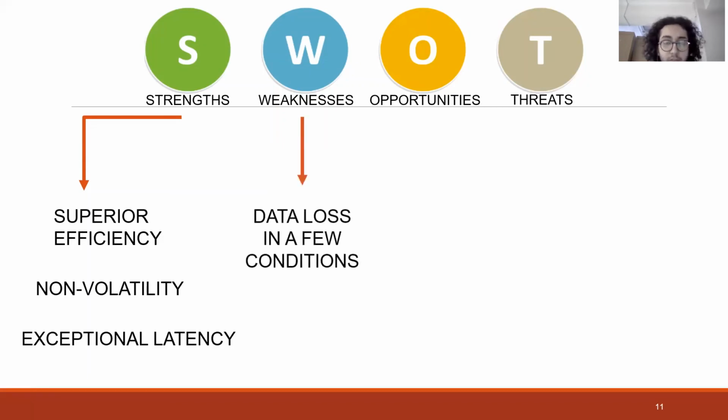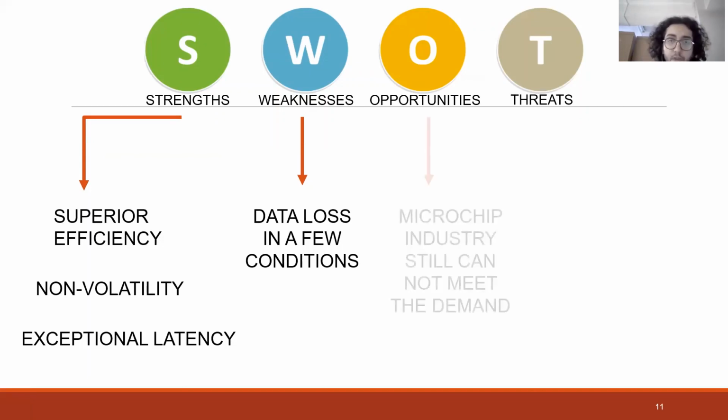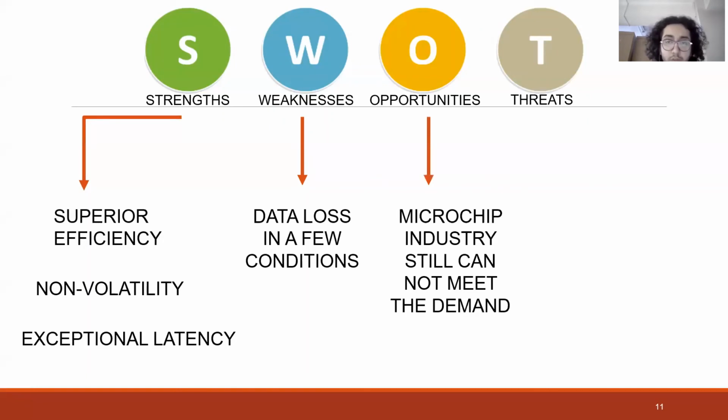One of the biggest downsides is that data loss is possible in strong magnetic fields, hot places, and under high pressures since we work with ferromagnets. As for opportunities, the microchip industry still cannot meet the demand during this period, which is COVID. Releasing spin torque-based devices to more areas can make them popular. And there are no threats available yet.